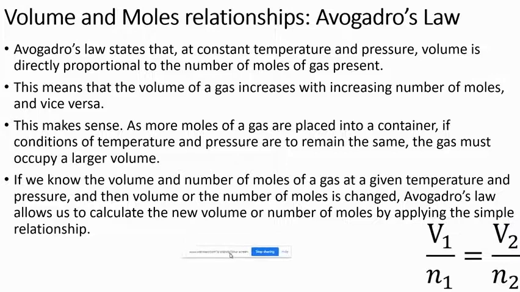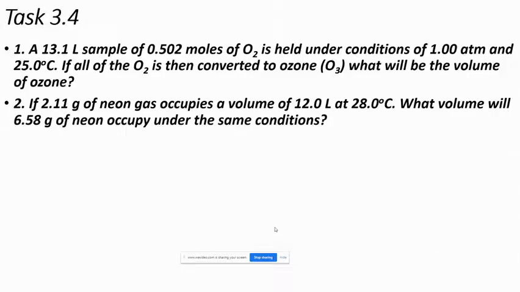All right, and then Avogadro's law deals with moles. And at a constant temperature, the volume is directly proportional to the number of moles present. And if you think about it, the moles of gas that are placed into a container, if the conditions of temperature and pressure are the same, then the gas can only occupy a certain volume. And if we know the volume and the number of moles, then we're able to figure out the pressure. And that's where we end up with some more math. So pause the video, see how you do on these.